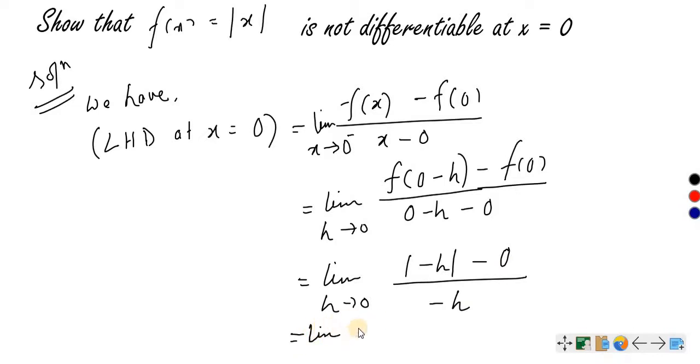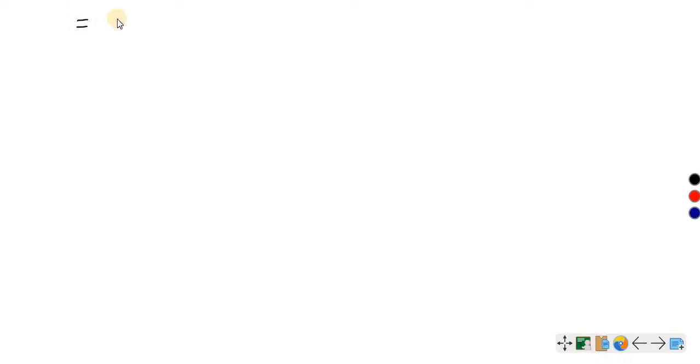Limit h tends to 0. Here we have plus h, since modulus of minus h is plus h, and here we have minus h, which can be further written as limit h tends to 0. If we cancel these two, we will be left with minus 1. So here my answer will be minus 1. If I put h equals 0, since there is no h, I will simply get minus 1. So this is my left hand derivative.